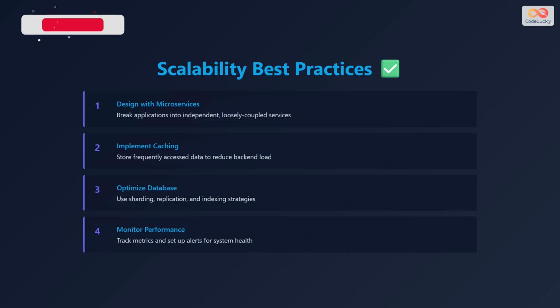If you want to build scalable systems, follow these 4 best practices. First, design with microservices. Break your application into independent, loosely coupled services so each can scale separately. Second, implement caching. Store frequently accessed data in memory to reduce load on your backend. Third, optimize your database using techniques like sharding and replication to spread data across multiple servers. Fourth, monitor performance continuously and set up alerts so you know immediately when something needs attention.